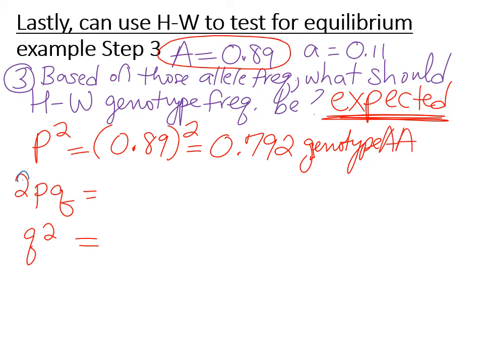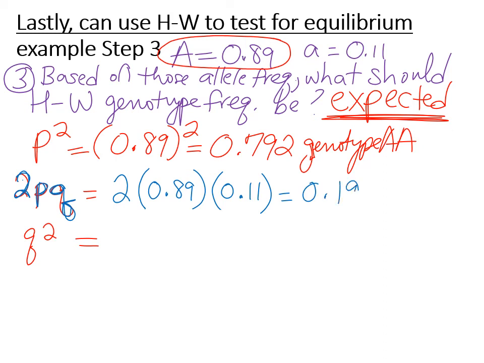Then we have 2pq, and pq, remember, that is saying capital A and lowercase a. So now we're doing 2 times, what's our capital A frequency? 0.89. What's our second allele's frequency? 0.11. And when you do 2 times the first allele times the second allele's frequency, you get 0.196 as the genotype capital A, lowercase a.